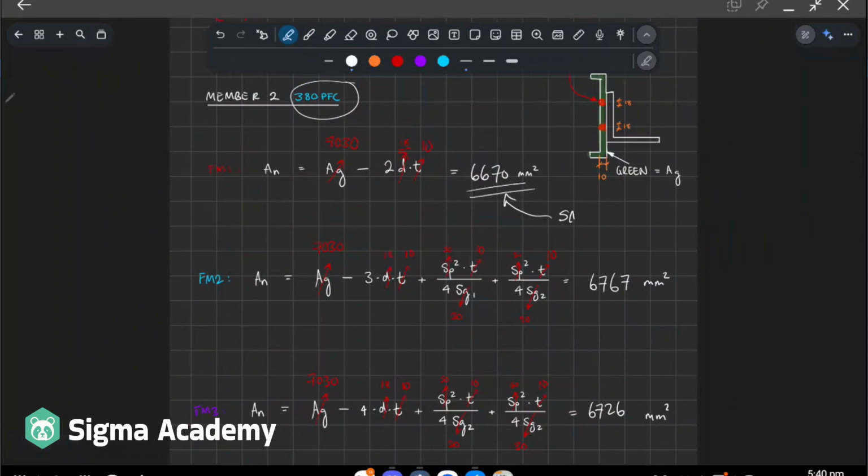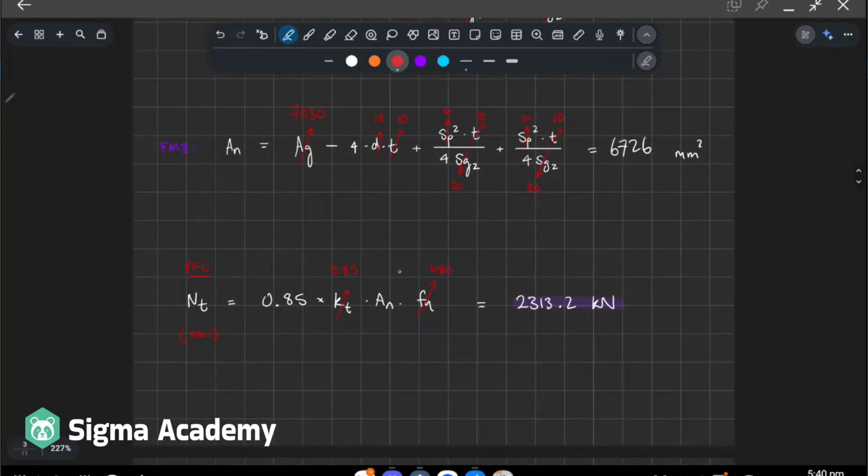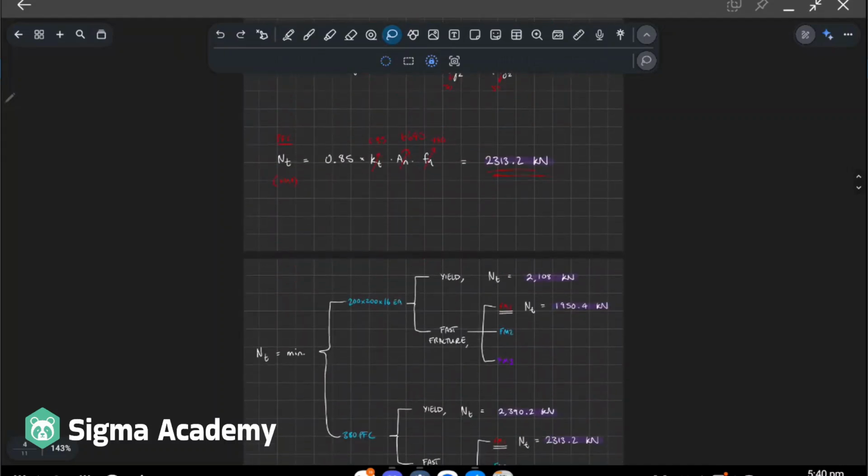So that's the smallest. Right. Okay, so we can plug that in, and we get that. And keep in mind the PFC also had a KT of 0.85, and we get 2,313.2.